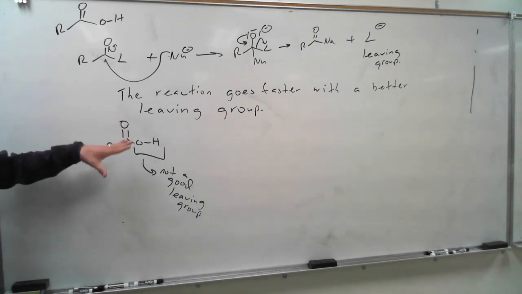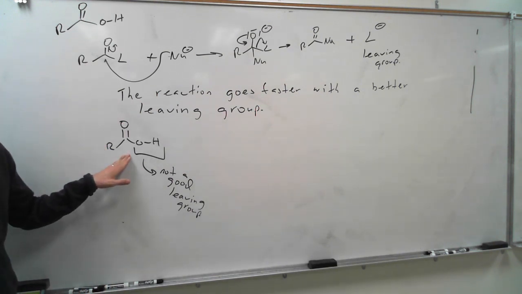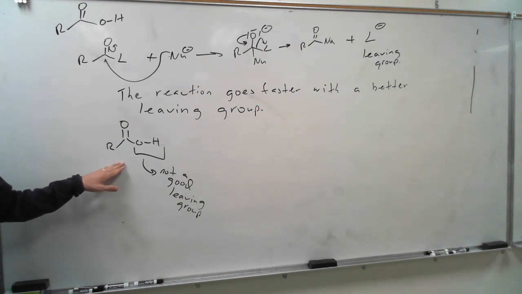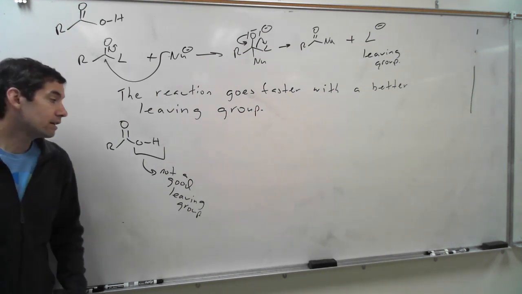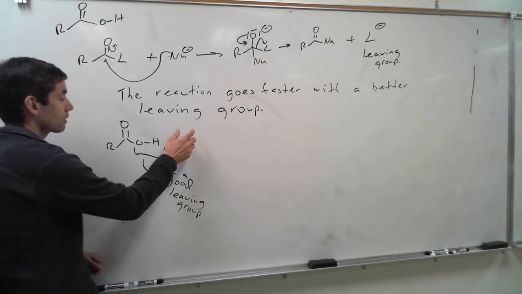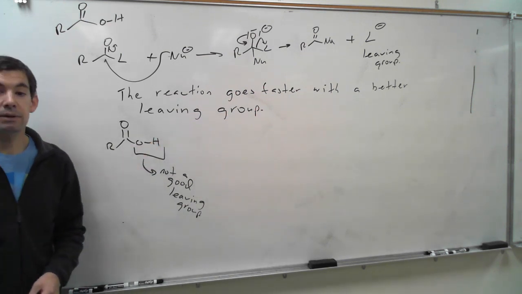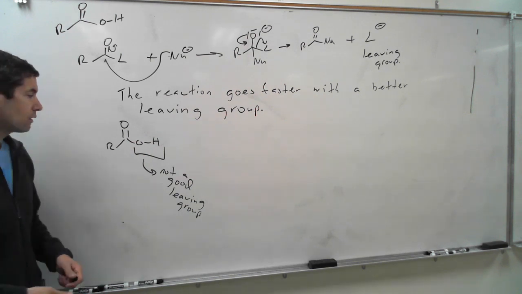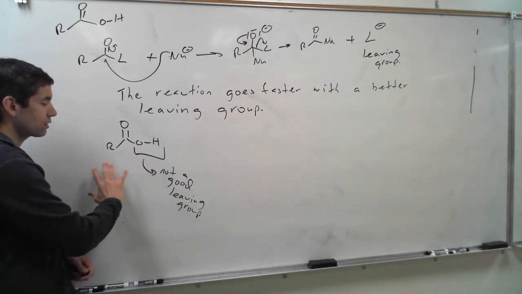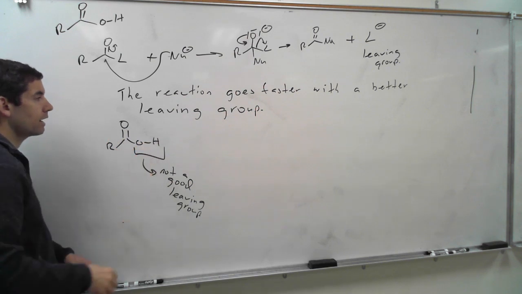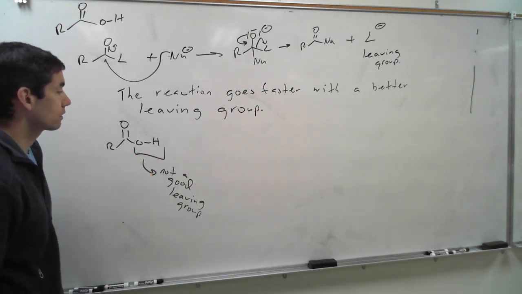So if we try to do nucleophilic substitution reactions with just a carboxylic acid, the reaction is not going to work too well. It's going to go very slow or not at all, or we have to use a very, very strong reagent to make the reaction go. So what we need to think about is, what else can we use besides the OH group that can make this reaction go faster, that would also be a good leaving group?